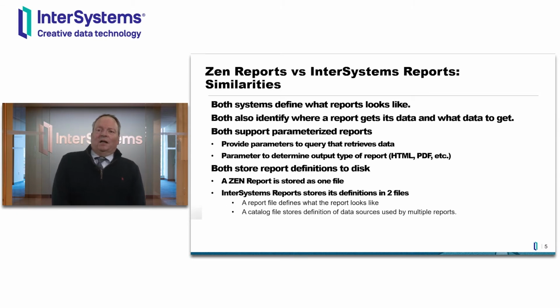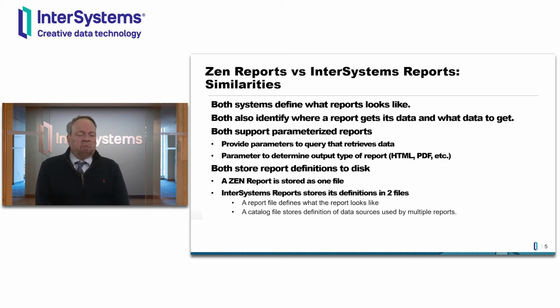So let's get to the meat of the presentation, beginning with a comparison of Zen Reports and InterSystems Reports. Here are some ways they are the same. Both systems define what reports look like, what columns appear on the report, how the data is grouped, what fonts are used. Both also identify where a report gets its data and what data to get. What is the source of the data? What query should be used to get the data?